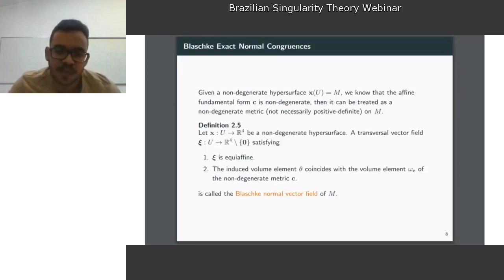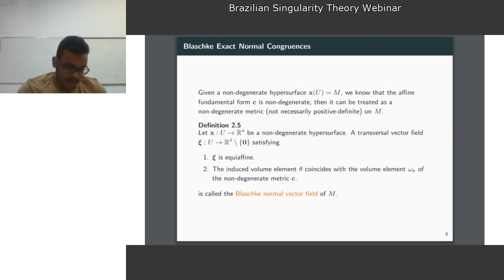Then using this, we define the Blaschke vector field of a non-degenerate hypersurface as a transversal vector field xi, satisfying these two conditions here. So xi needs to be equiaffine, and the induced volume element theta induced by xi coincides with the volume element omega h of the non-degenerate metric h. We can show that this vector field is unique up to sign, and it's also an equiaffine invariant for a non-degenerate hypersurface.